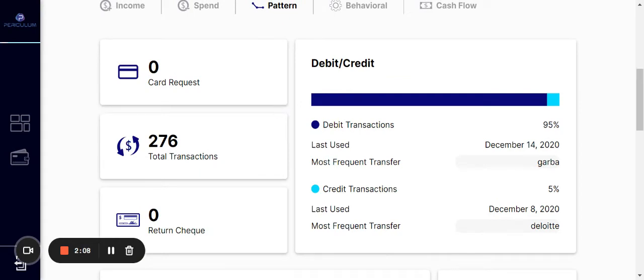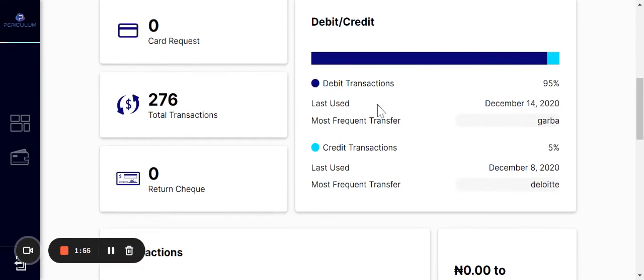People who have more than a normal value of card requests might have been blocking their card, so other lenders will not be able to collect or retrieve money for their loan repayments. This also shows you the most frequent transfer account: who they transfer money to the most, and who they get money from the most. So this is the lawyer and this is Gabo.